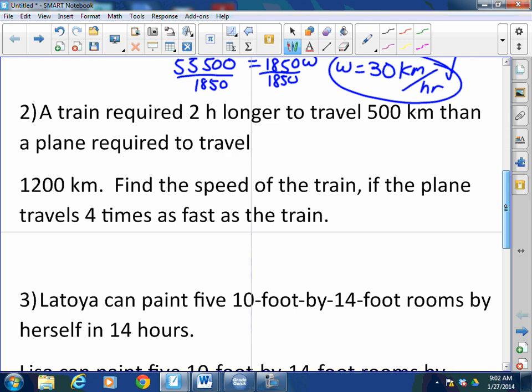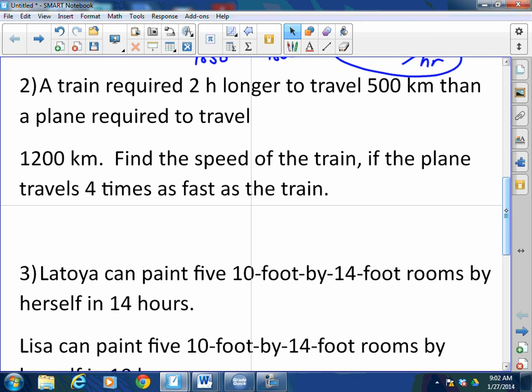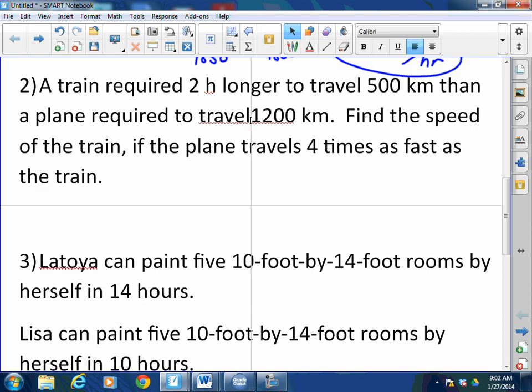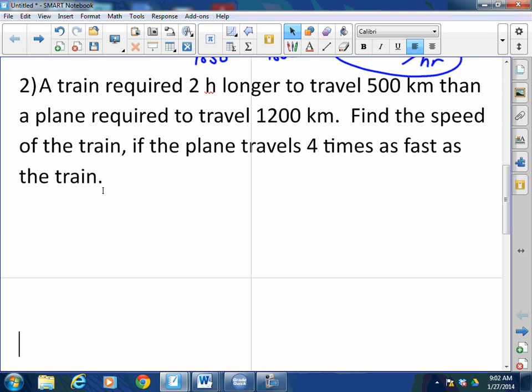Okay, let's go to number 2. I know that number 2 really stressed you guys out a lot. And no worries. That's what I'm here for, okay? Hopefully we're going to take care of all that stress today. We're going to make sure that it goes bye-bye.